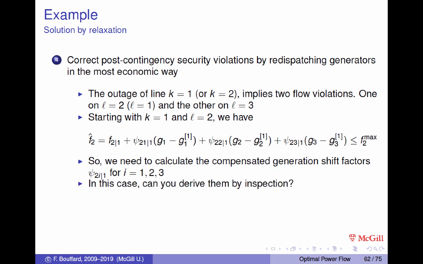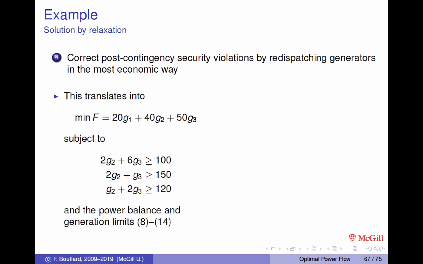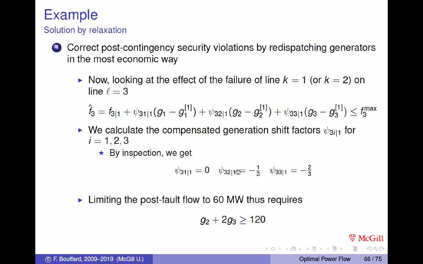So going back to where we were. Okay, so this is, as I just mentioned, the counterflow created by an injection at node 2, and this is the counterflow created by an injection at node 3. And so if we plug in those values over here with the current values of the dispatch G1, G2, and G3, and limiting here to F3 max being 60 megawatts, we can rearrange the inequality to say that we need to have G2 plus twice G3 greater than or equal to 120 megawatts.